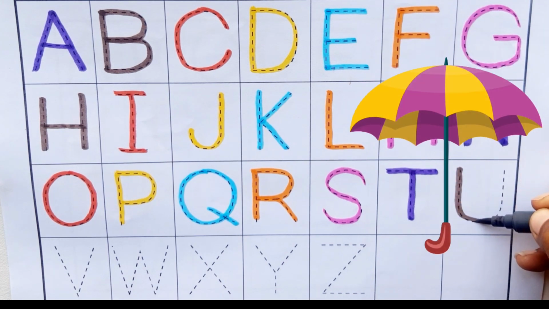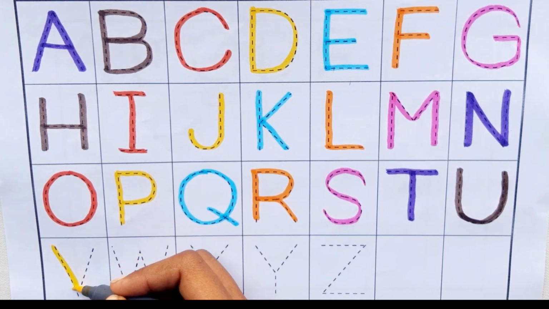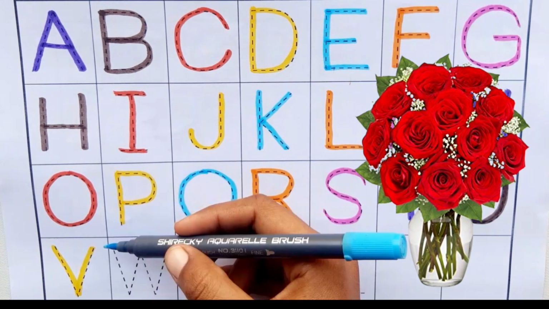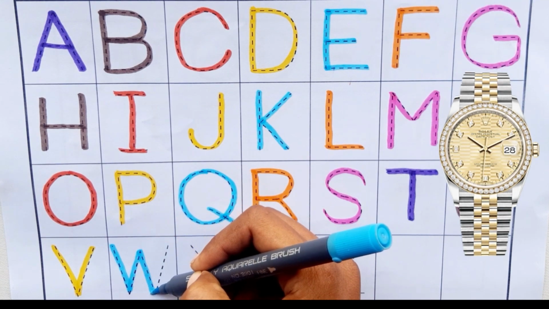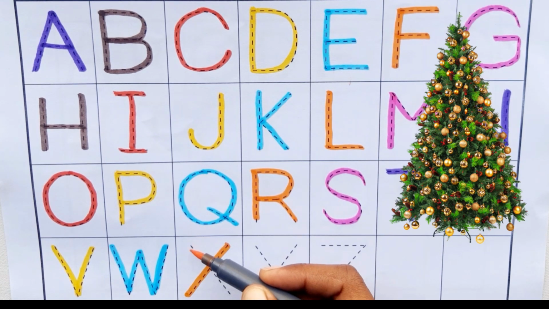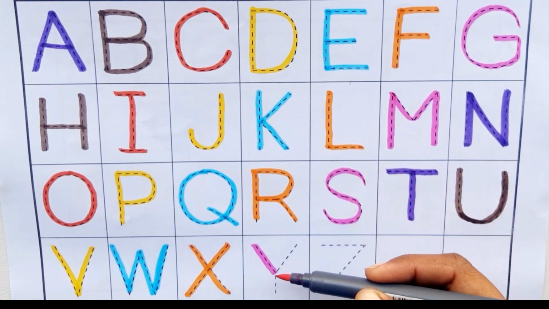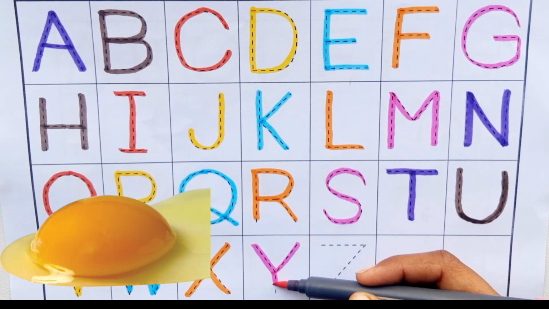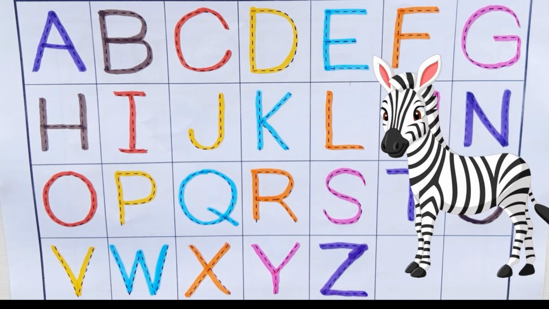U for umbrella, U for umbrella. V for vase, V for vase. W for watch, W for watch. X for X-mas, X for X-mas. Y for yo-yo, Z for zebra, Z for zebra.